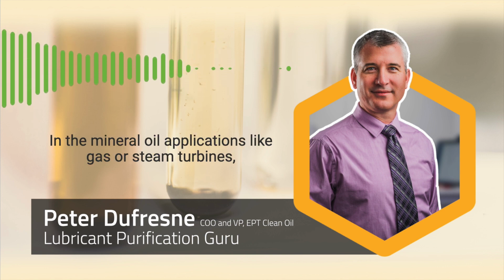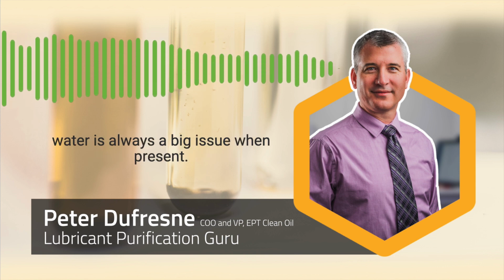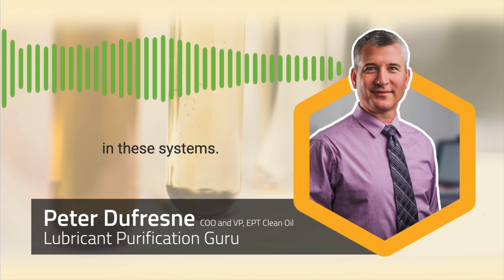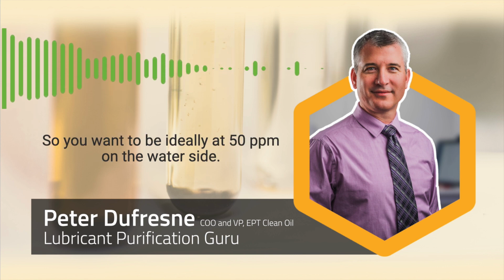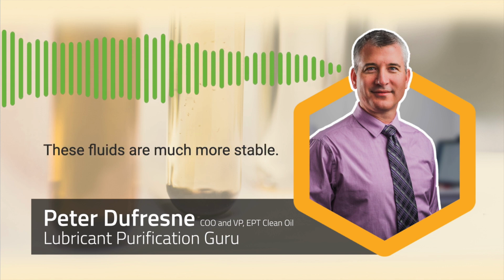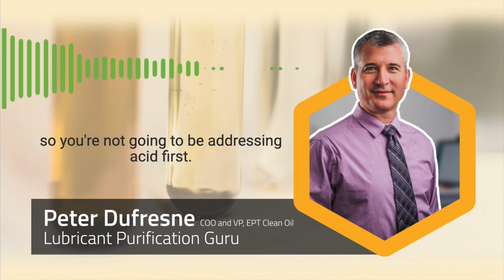In the mineral oil applications, like gas or steam turbines, water is always a big issue when present. Water can remove or wash out some of the additives in these systems, so you want to be ideally at 50 ppm on the water side. These fluids are much more stable. You're not going to find high levels of acids in them normally, so you're not going to be addressing acid first.